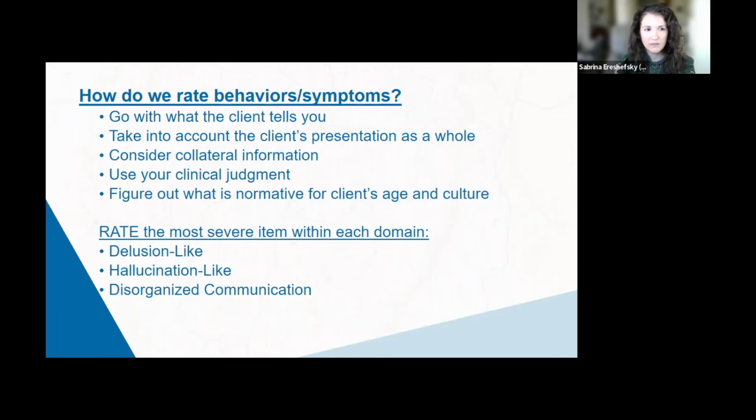Just getting to the final bits about rating, we want to rate these experiences. We want to rate the most severe item within each of the domains: delusion-like symptoms, hallucination-like symptoms, and disorganized communication. And we can do this based on what the client tells us, taking everything that we have at our disposal into account, including collateral. We sometimes need to use our clinical judgment here. And we need to also put that all in context of what's normative for the client's age and culture.